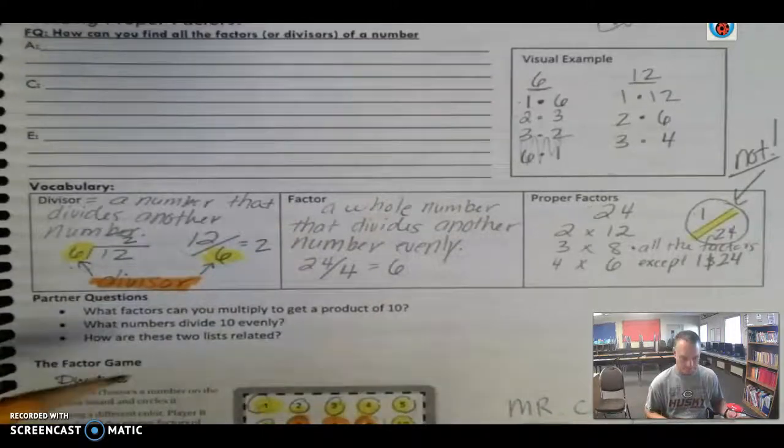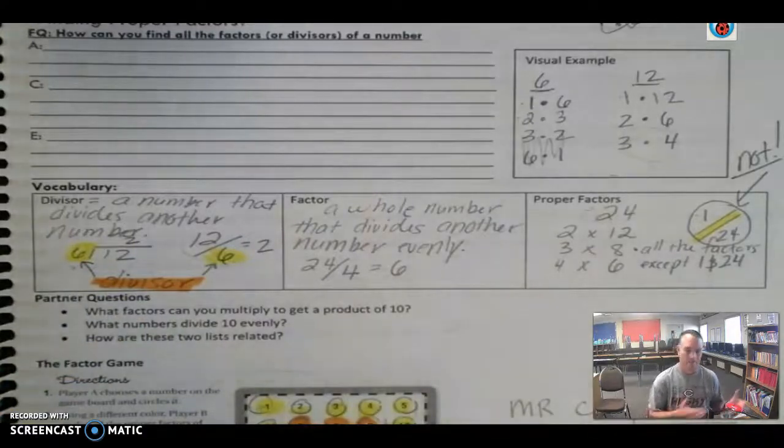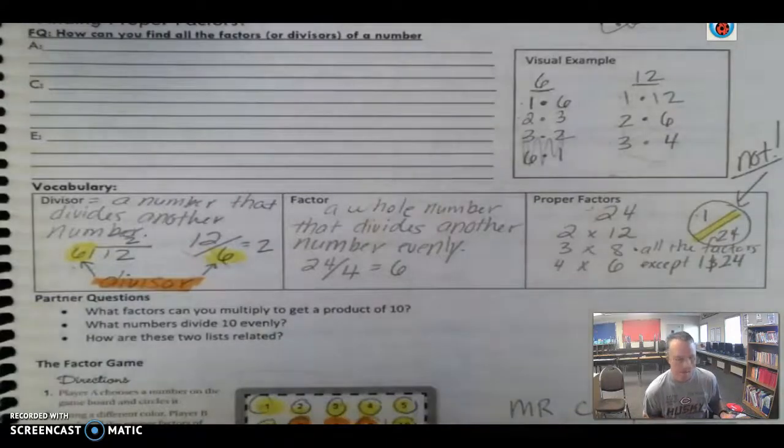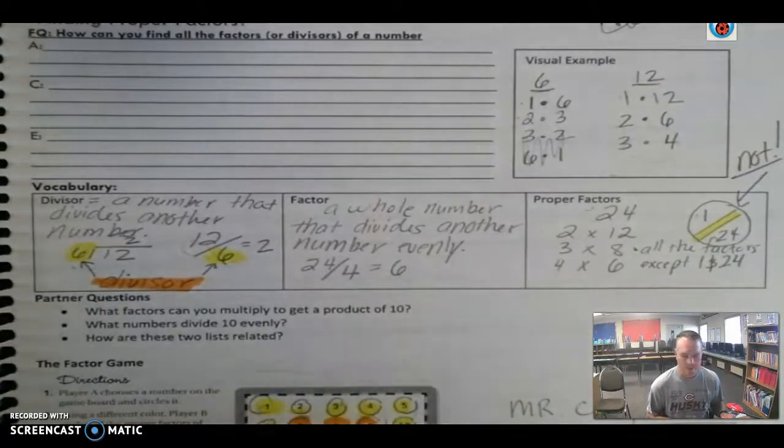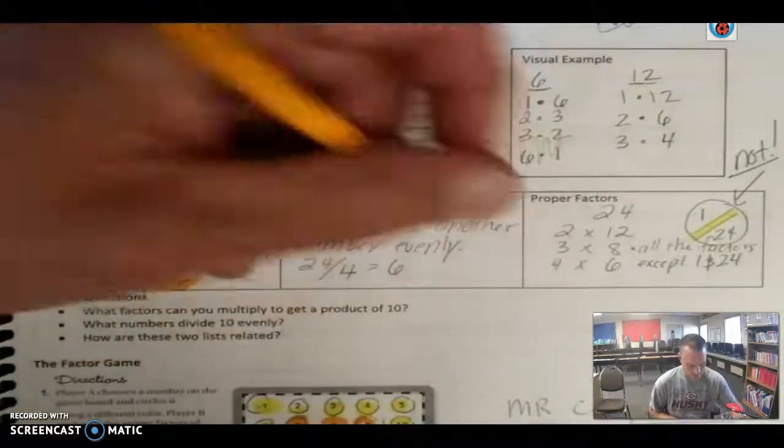It divides it evenly. A factor, what's a factor? Well, factors are numbers that divide other numbers evenly. Same thing as a divisor. Basically, a divisor and a factor are the same thing. So if we looked at the number 12, well, let's look over here.